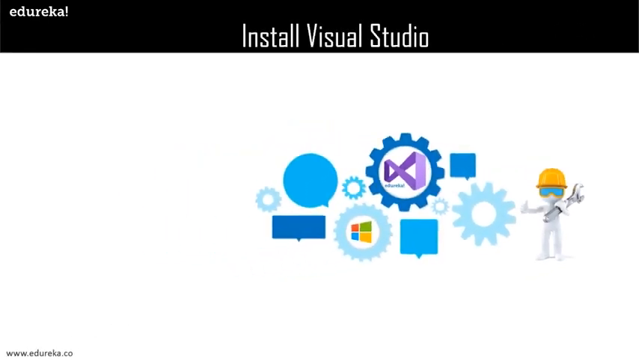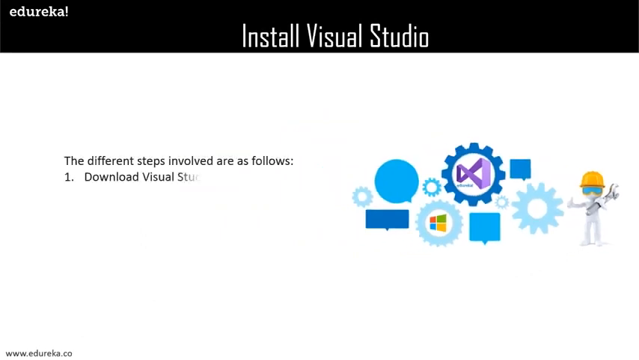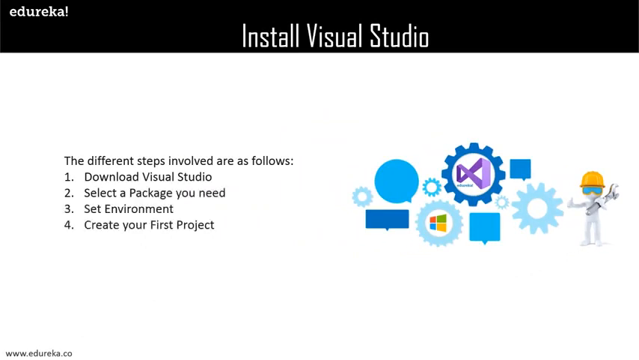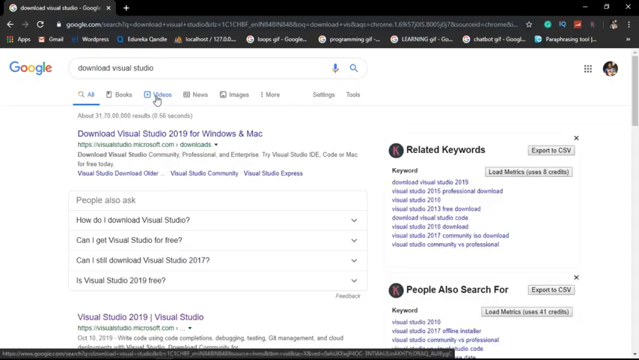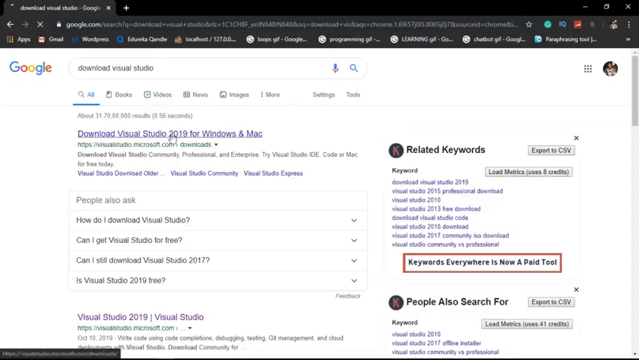Now moving ahead, we shall learn how to install Visual Studio. I will explain how to install Visual Studio in a step-by-step process. Firstly, we need to download Visual Studio and select the package you need, followed by that, you need to select the environment for which you're coding, and finally, you're ready to create your own first project. So firstly, let us download Visual Studio. Just Google download Visual Studio and the first link will pop up your installer.